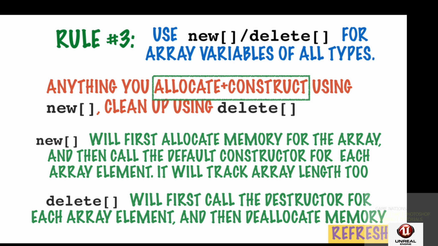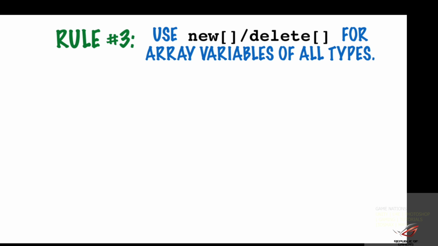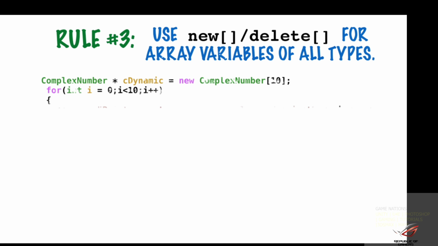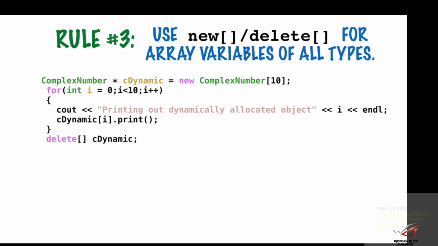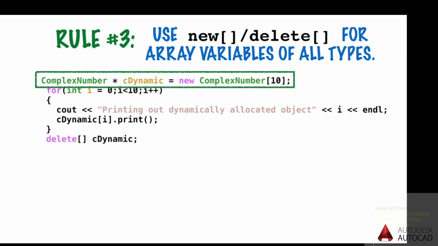Let's look at some code which uses the array new operator, or the new with square brackets. Once again, we are going to use the complex number class and instantiate an array with 10 elements where each of those elements is a complex number. So C dynamic, a pointer to complex number, is basically an array which holds 10 elements of the complex number.